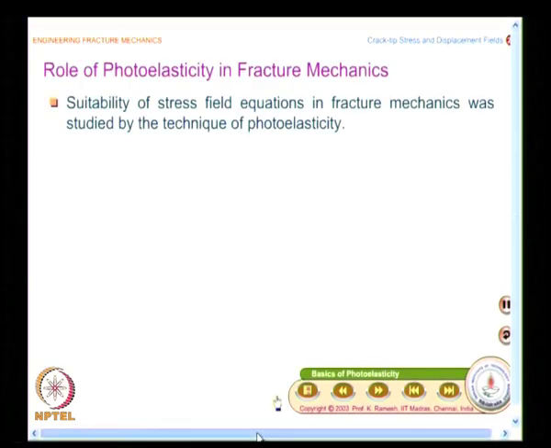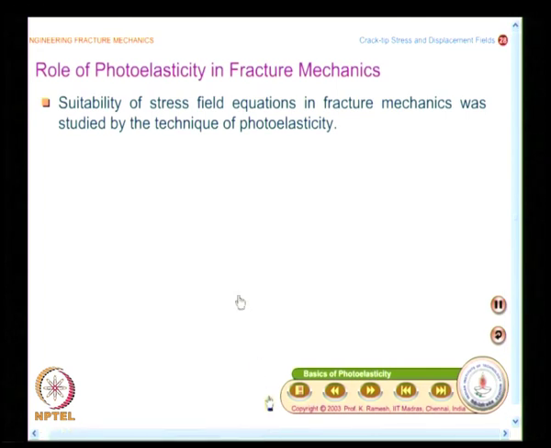We have seen the stress field, and I have been saying that we would look at the use of photoelasticity in the advancement of fracture mechanics, and how we would use photoelasticity for this purpose. We have to find out the suitability of the stress field equations in fracture mechanics. How do we verify that?